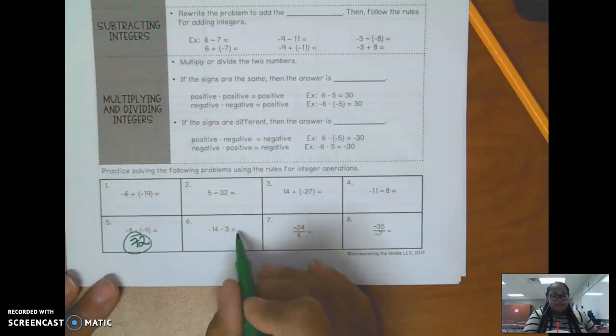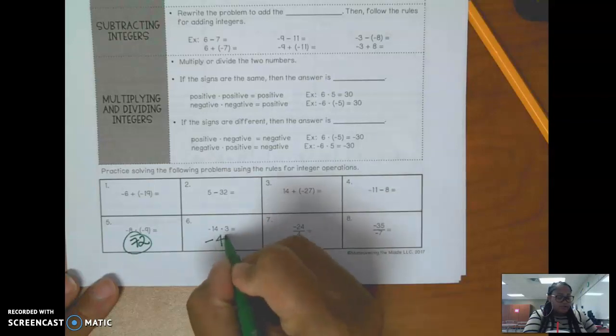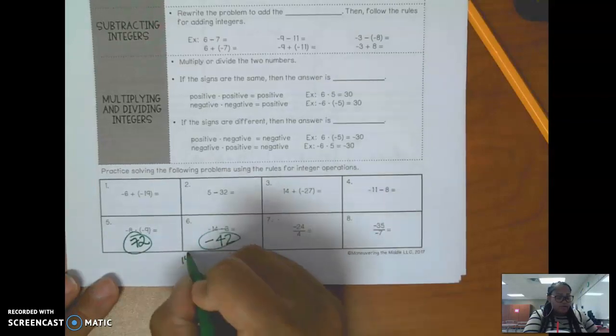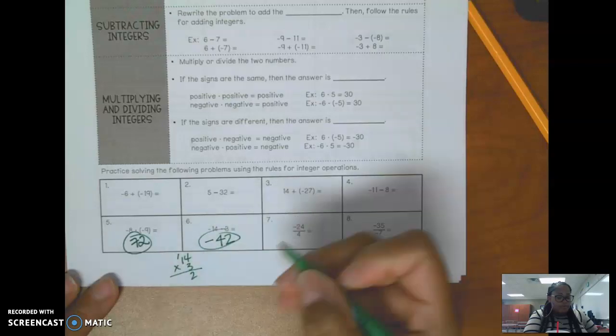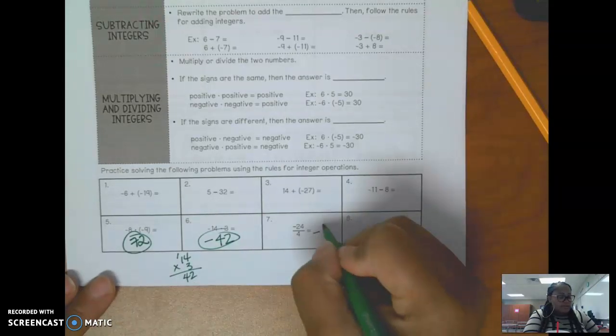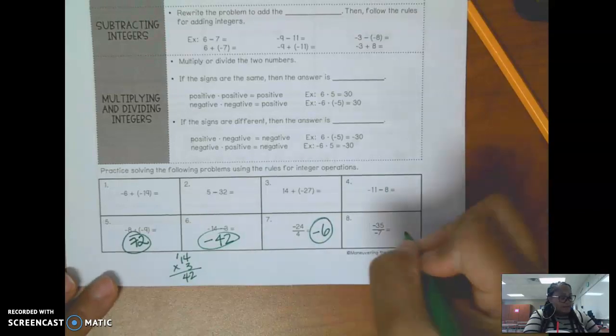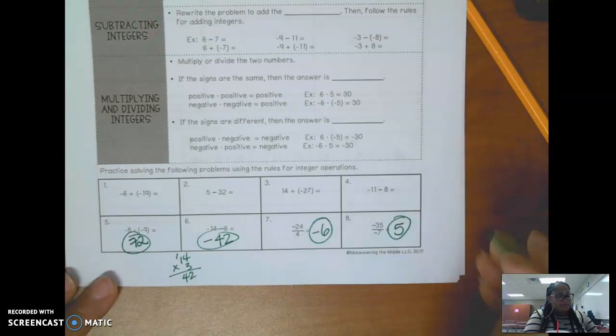-14 times 3, these have different signs, so I'm going to have a negative answer. 14 times 3 is 42. Check my work. 14 times 3. 3 times 4 is 12. Carry the 1. 3 times 1 is 3, plus 1 is 4, so 42. -24 divided by 4 is -6. And -35 divided by -7 is a positive 5.